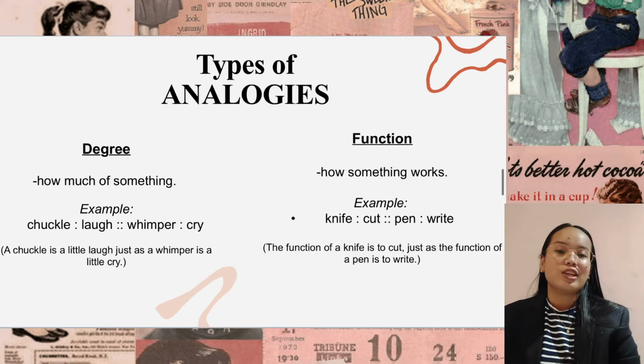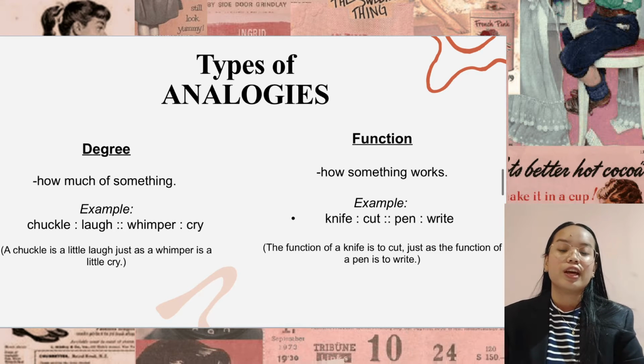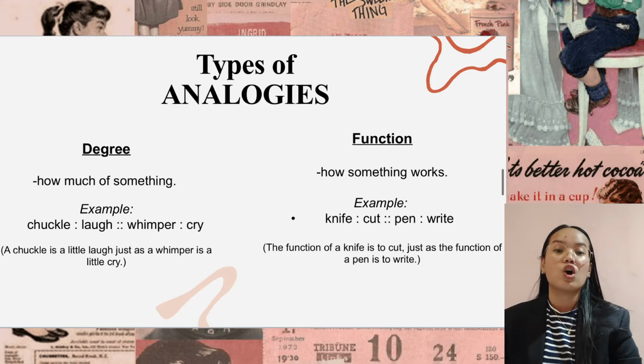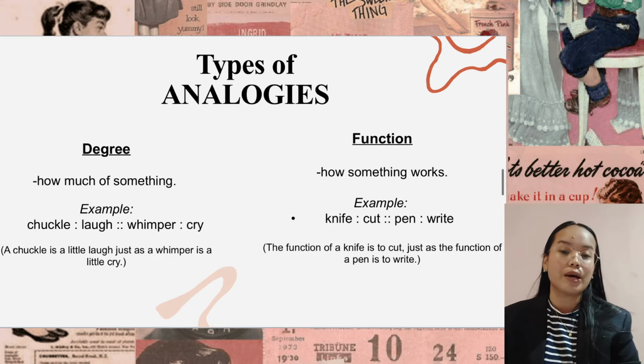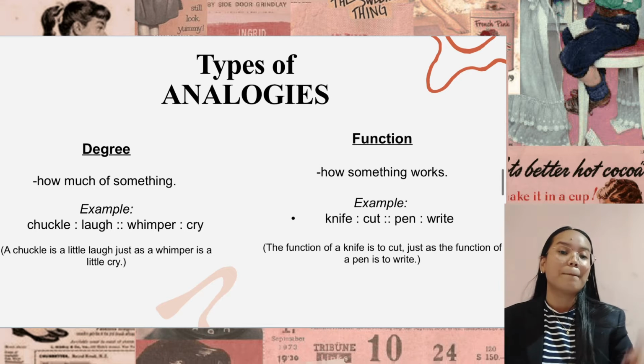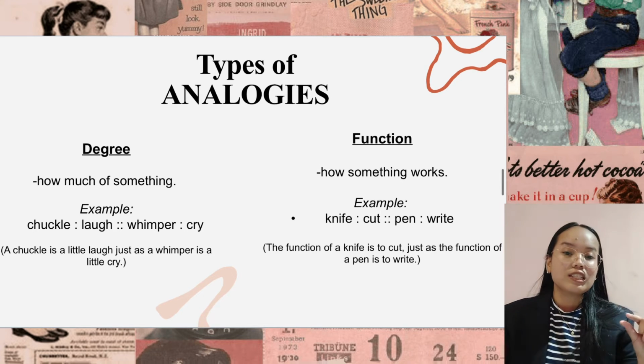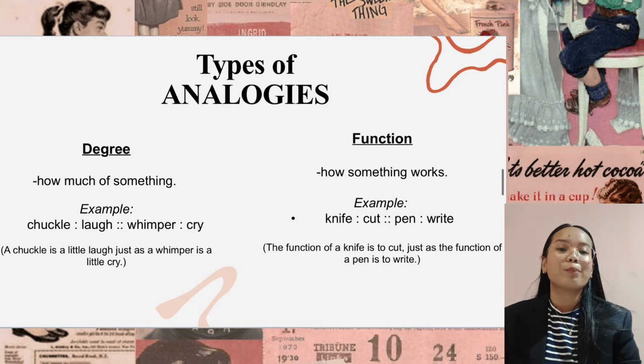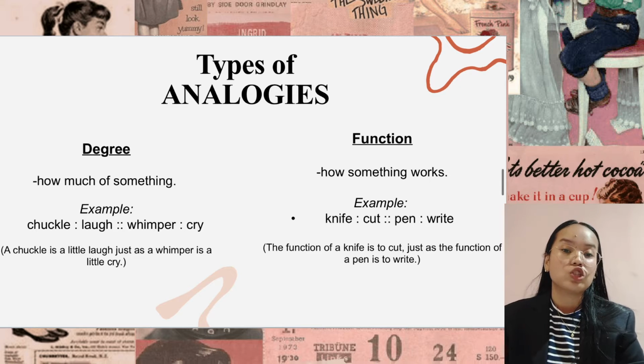Next type of analogy is degree. In this relation, it states how much of something, or the amount and level of something, or the extent of something. And it is best understood by simply looking at the examples. Like this one, chuckle is to laugh as whimper is to cry. As we all know, chuckle is a little laugh, and whimper is a little cry. This type of analogy mostly consists of adjectives, but that does not always have to be the case.